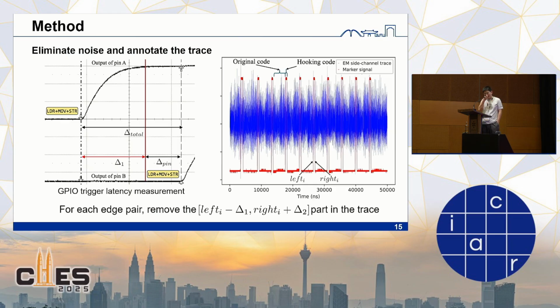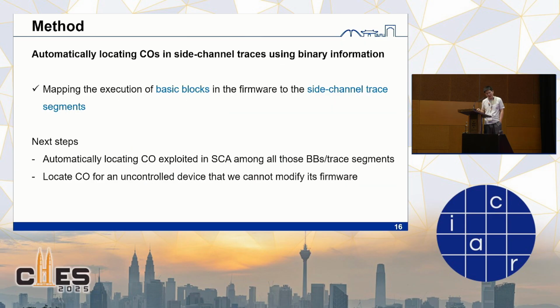An additional step may be performed to eliminate the noise from the raw trace, because we inject more code than the original cryptographic function, right? So we can use the oscilloscope to measure how long the code we inject takes and its delay with the triggers, so we can remove them from the segmented traces we just produced. And so now we build a mapping between the execution flows of the basic blocks and the side-channel traces.